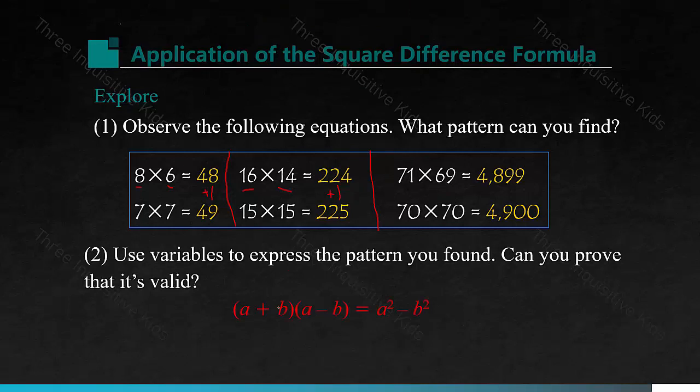Well, our answer would be a plus b times a minus b equals a squared minus b squared. If you want to, you can pause the video and list out another example for you to try out. So in this case, 7 is our a and b is our 1. The first term, 8, would be 7 plus 1, a plus b, times 6, which is 7 minus 1. Now we apply the square difference formula. We have 7 squared minus 1 squared, which is 48.